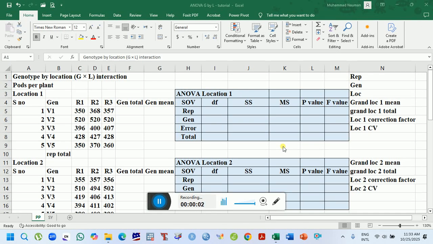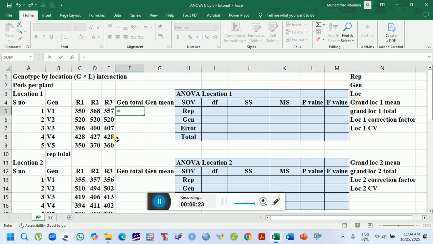Welcome to this tutorial. In this tutorial, I will show you how to calculate 2 factorial ANOVA, that is genotype by location interaction. First, we will calculate the variety total from each location is equal to type sum, make selection of 3 reps, press enter and expand the selection.